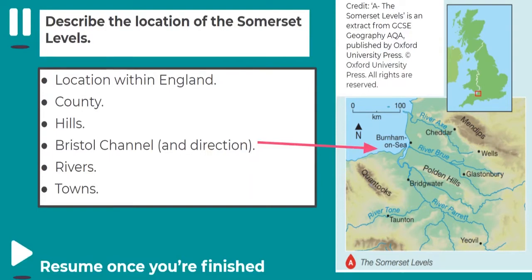We are now going to describe the location of the Somerset Levels, and describing the location of a place in geography is a geographical skill. I want you to imagine that I cannot see the maps that you see on the screen, and also that I don't know anything about the location of the Somerset Levels, and you are going to need to write me a paragraph to describe their location in detail. Within your paragraph, you need to include the facts that we've just been discussing. On the screen, you will see 6 bullet points to give you some clues about what to include within your paragraph. So the location within England, the name of the county, the hills, the Bristol Channel and maybe a direction, the names of rivers, and maybe even the names of towns.